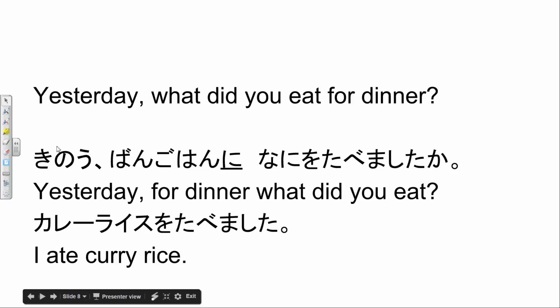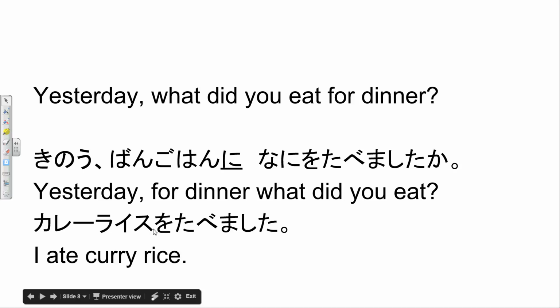Kino, another timeline word, does not require any particle, just kino. Bangohan ni nani o tabemashita ka. So talking about what you ate for breakfast, lunch, or dinner, you have to put a particle ni after it. So kino, no particle. Bangohan ni nani o tabemashita ka.